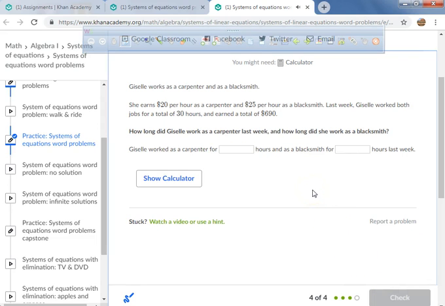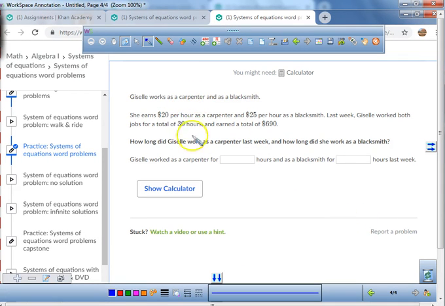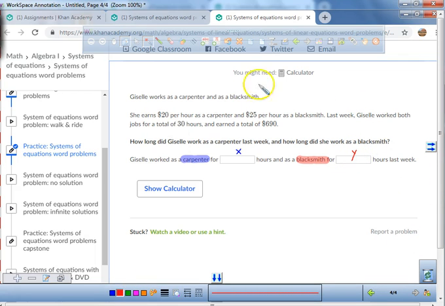All right, here we go. Last problem. Giselle worked as a carpenter and as a blacksmith. So we have a carpenter and a blacksmith. Ultimately, it says that Giselle worked as a carpenter for a certain amount of hours. So I'm going to call that the carpenter is going to be dealing with X hours. And the blacksmith is going to be dealing with Y hours. And so we're going to create an equation based on it.